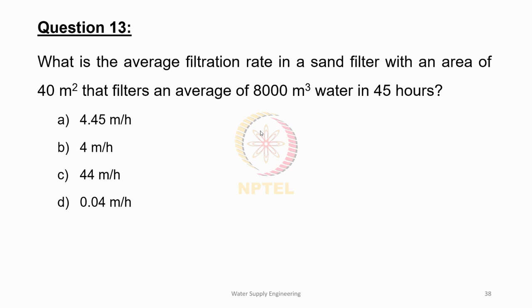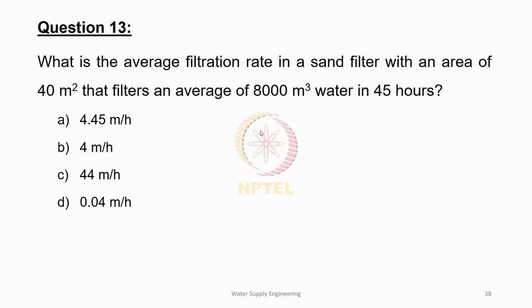That is question number 13. What is the average filtration rate in a sand filter with an area of 40 meters square that filters an average of 8,000 meter cube water in 45 hours? Option A, 4.45 meter per hour. Option B, 4 meter per hour. Option C, 44 meter per hour. Option D, 0.04 meter per hour.